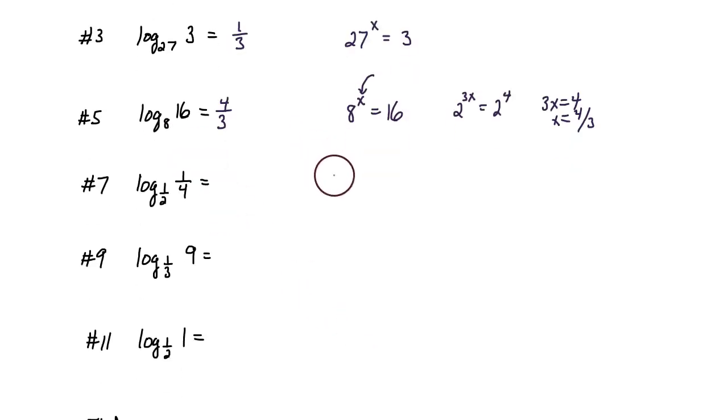Number 7, take the base 1/2 and figure out what exponent you need to equal the argument of the logarithm, which is 1/4. Well, 1/2 squared makes 1/4, so this is equal to 2. Number 9, take the base, figure out what exponent is needed to equal the argument of the logarithm, which is 9. To change the fraction 1/3 into 9, you'd have to square it and do the reciprocal. So this is -2.